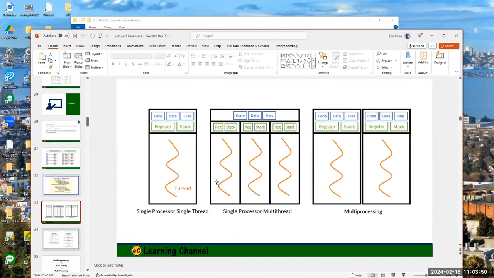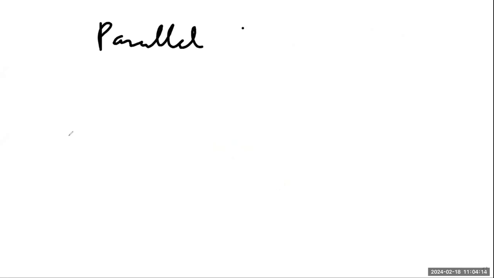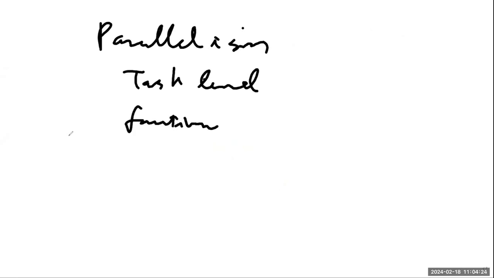So parallelism is how we can run things in parallel. But there are different levels of parallelism. Okay, parallelism just means can we do things in parallel or not? So parallelism includes different levels. One is task level. One is functional level. Another one is instruction level.